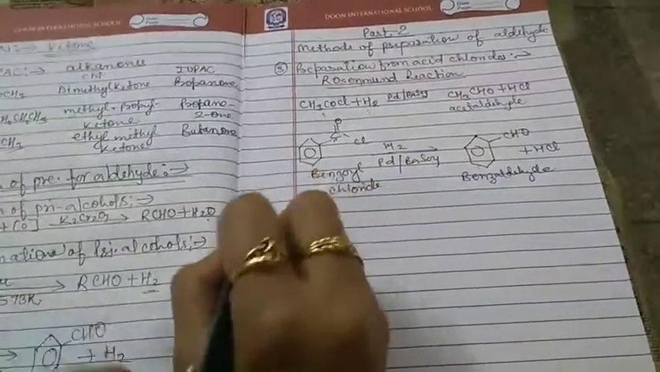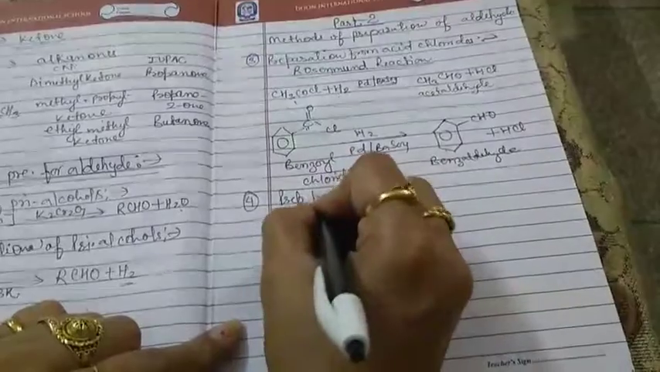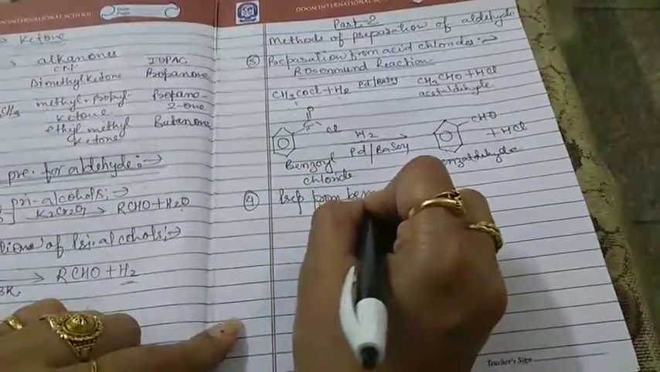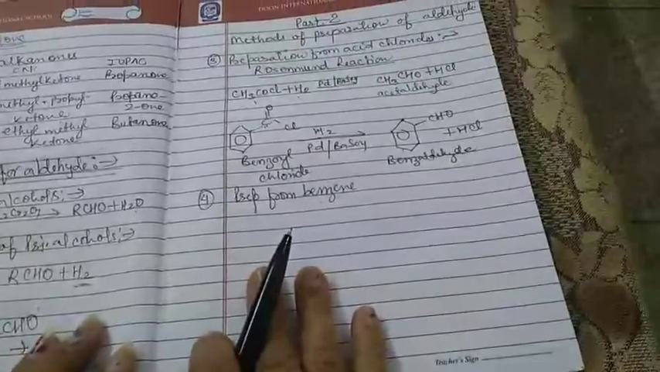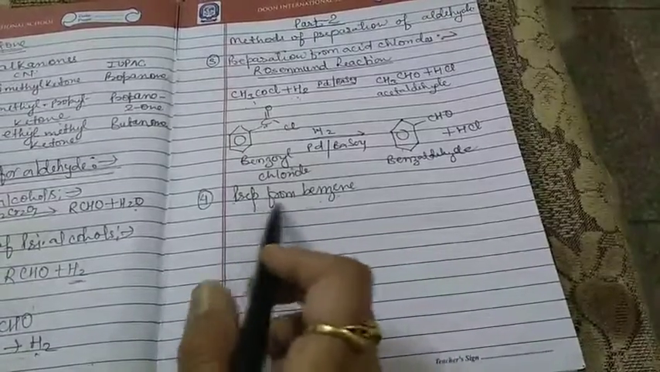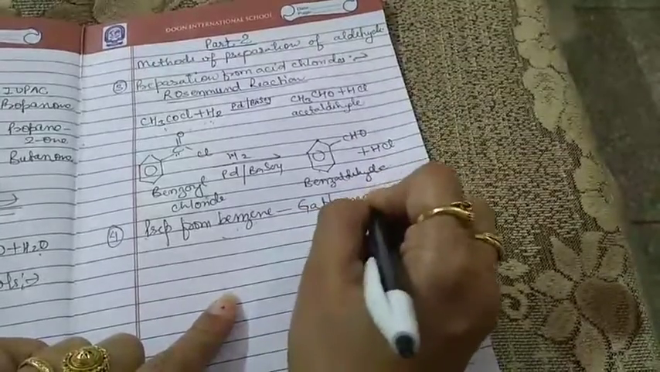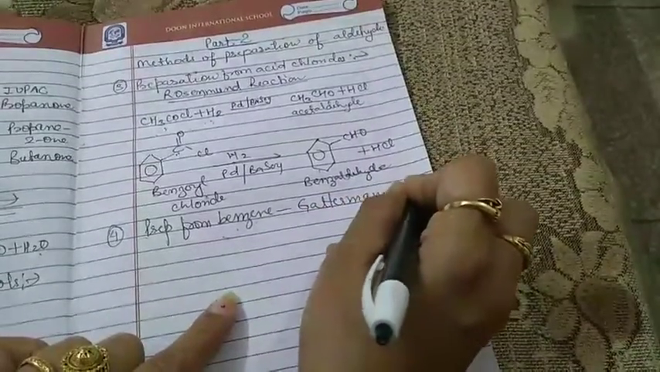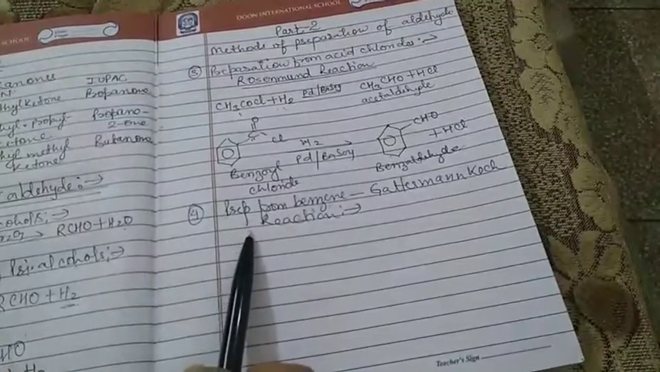Now the fourth method for the preparation of aldehyde is preparation from benzene. From benzene we get benzaldehyde. This is another important naming reaction, popularly known as the Gattermann-Koch reaction. By this method benzaldehyde is prepared.